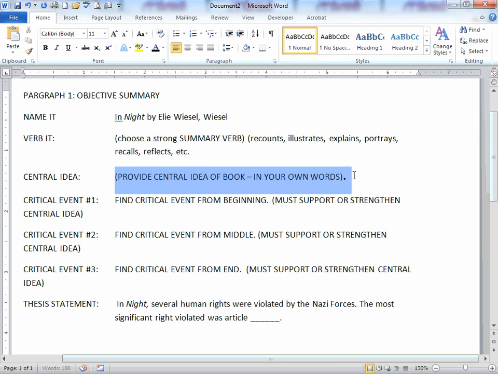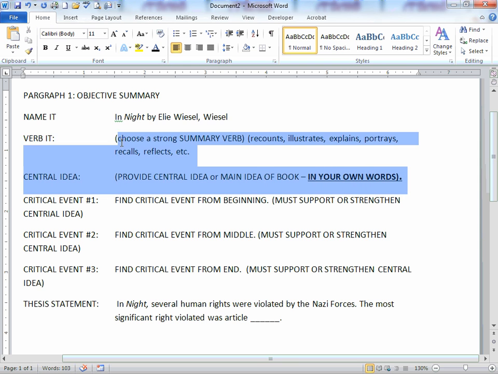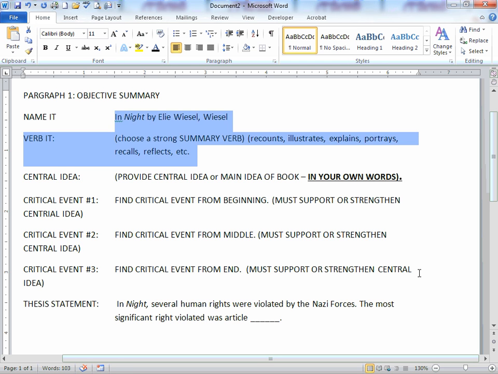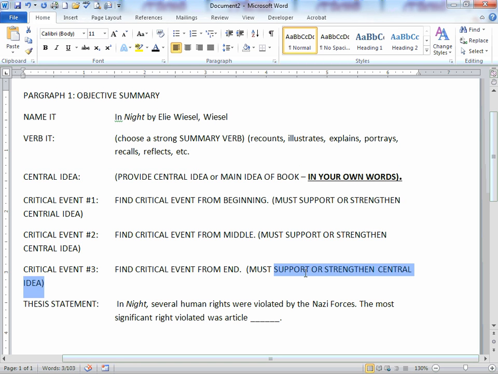Then you want to provide the central idea or main idea of the book in your own words. I can't stress that enough. Now, if you notice, these 3 all make one sentence. The next thing you want to do is have 3 critical events. Find an event from the beginning that supports the central and main idea. Find one from the middle that supports the central idea. And find one from the end that supports or strengthens the central idea. So those are all individual sentences. So far you have 1, 2, 3, 4 sentences.